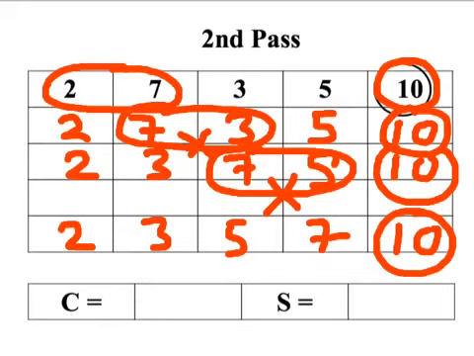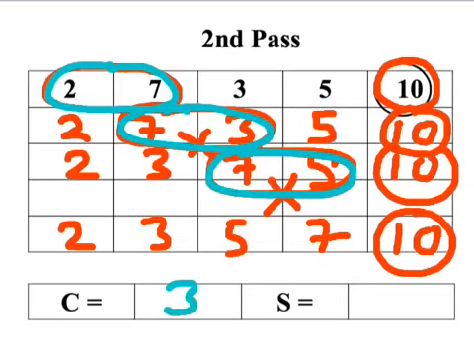Now, I've gone through what's called the second pass. As before, what I'm going to do is count up my comparisons. So just circling those. And this time I had 3 comparisons. So fill that in there. 2 swaps, which are my crosses. So 3 comparisons, 2 swaps.